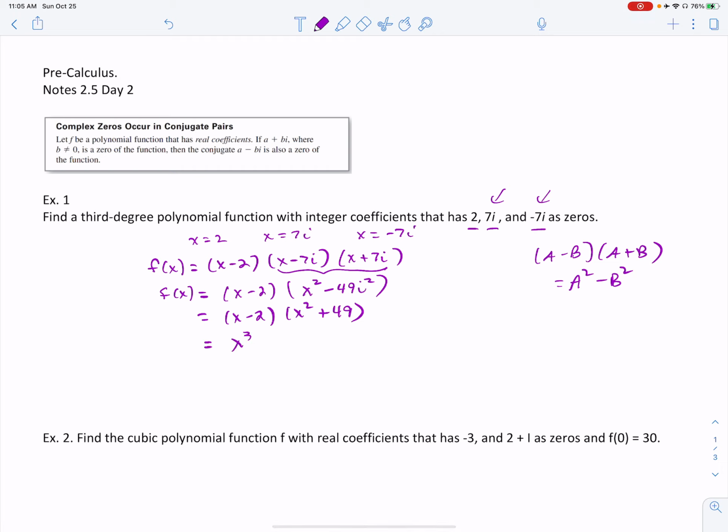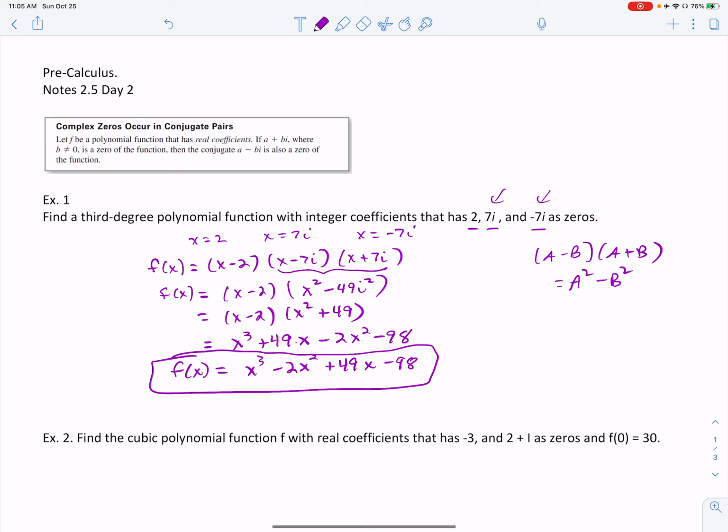Distribute your x. Distribute your minus 2. And for your final answer, make sure you have function notation. Write it in descending powers. And there you have your polynomial of degree 3.